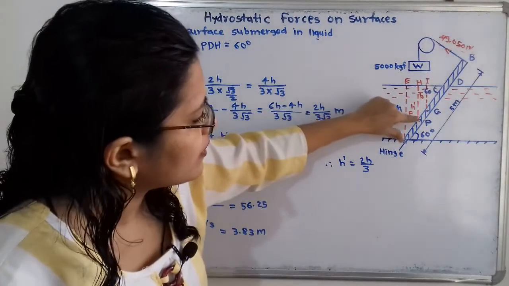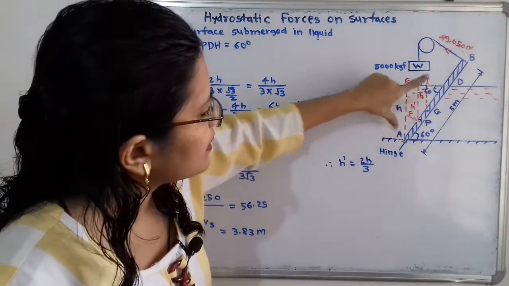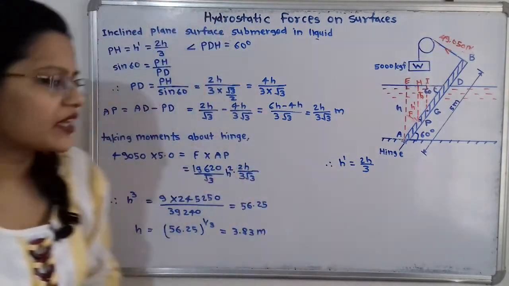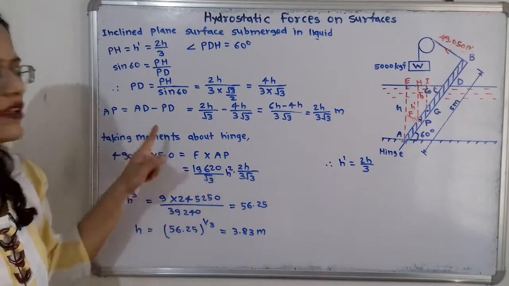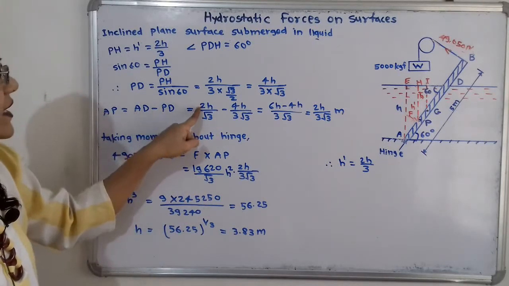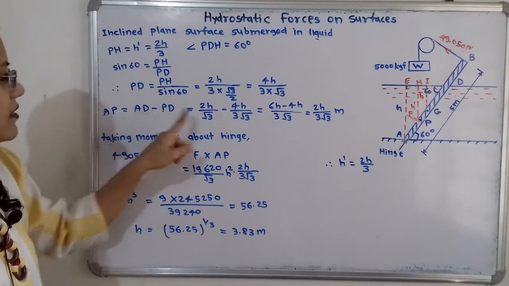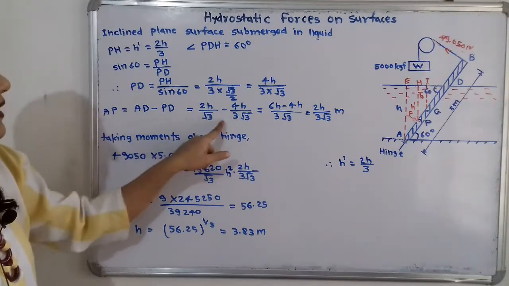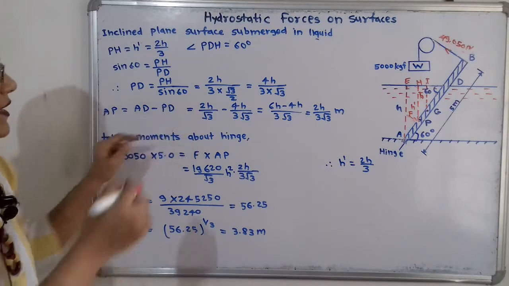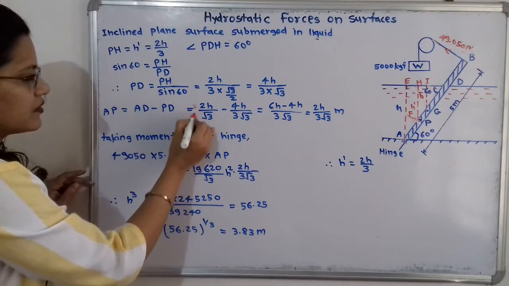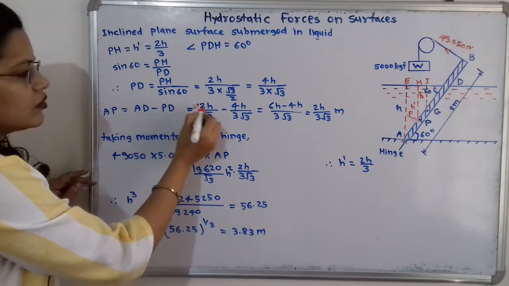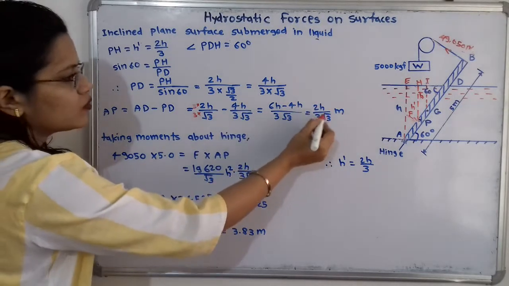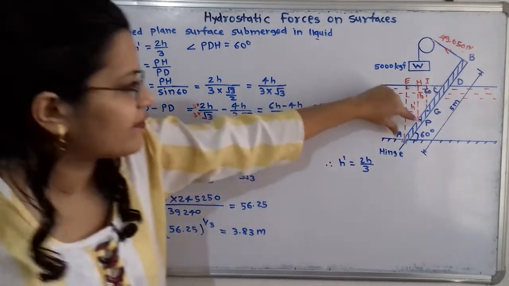So how we can find out this AP? So AP is equal to AD minus PD. So AD, that we also calculated earlier in terms of H. So AD is 2H by root 3 minus PD is 4H by 3 root 3. So we have to make here the base common. So we will multiply here 3 and 3. So 6H minus 4H by 3 root 3, which is equal to 2H by 3 root 3. So this is the value of AP.